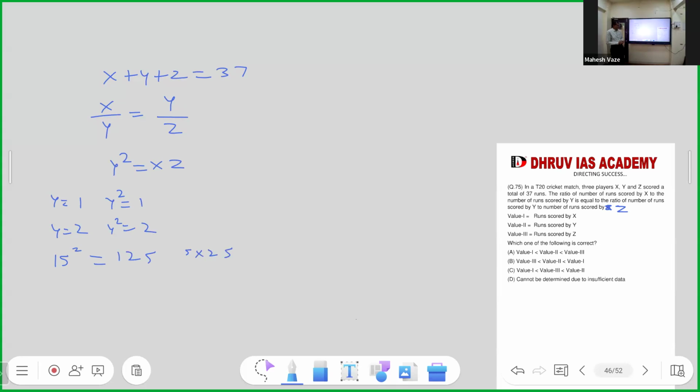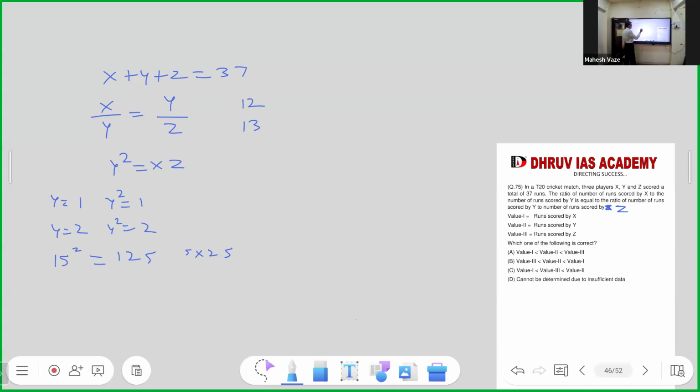Okay, only one possibility, but then 25 plus 5 plus 15 is larger than 37, so we cannot have that one also. So see here, y square equal to xz, so x plus z plus y. Now from this, we will have the range of y up to approximately 1/3 of 37. If it is there, then it can have that. So we will try with those two values, say 12 and 13, approximately 1/3 values.